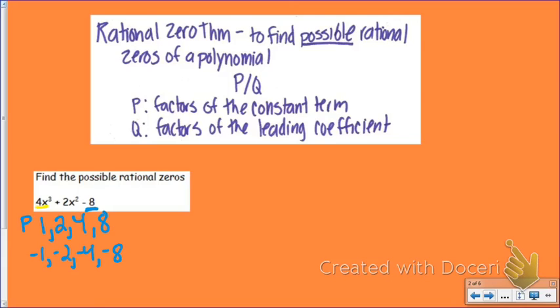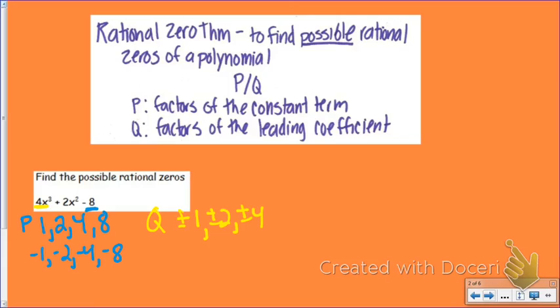So now my next one, I need to find the factors of 4. So my Q's are going to be factors of 4. And those are plus or minus. I'm going to write it that way to save some space. Plus or minus 1, plus or minus 2, and plus or minus 4.